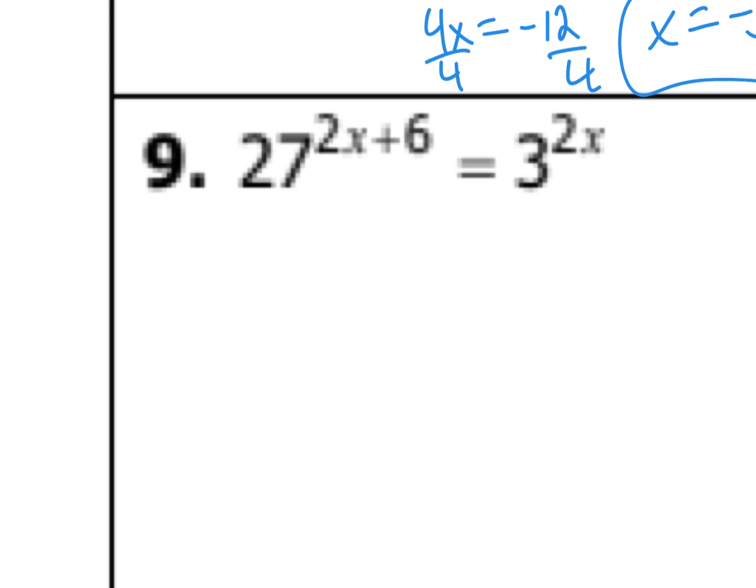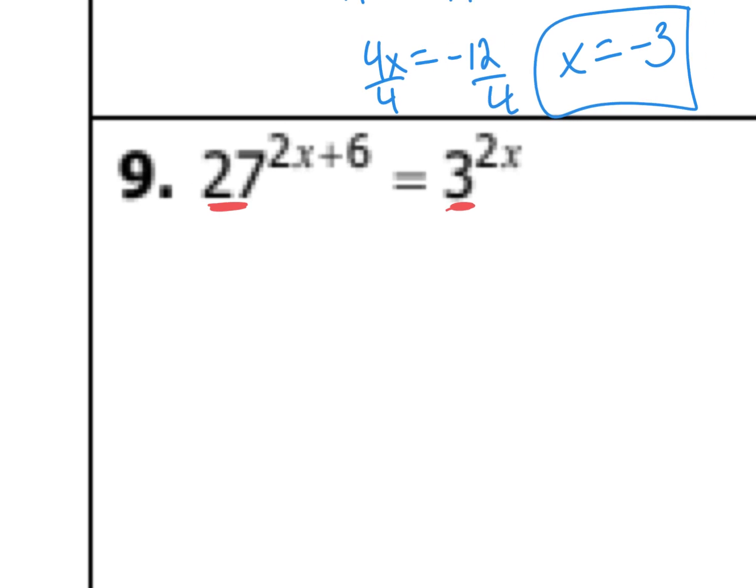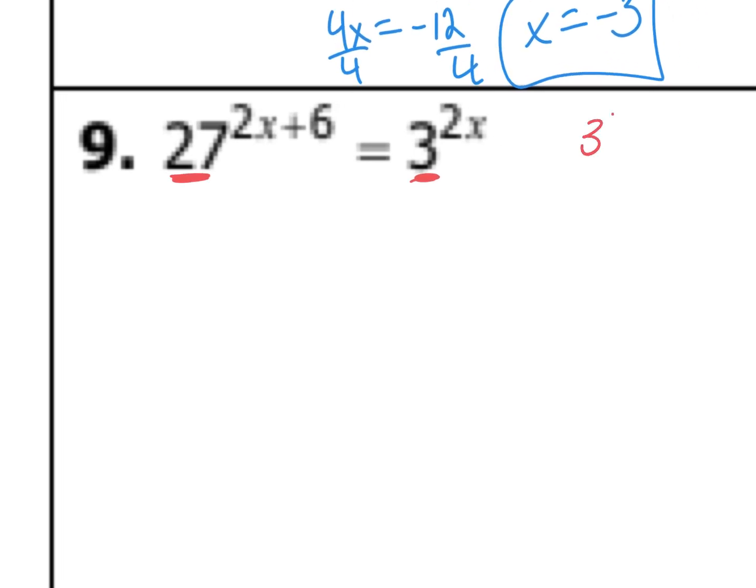So number 9. The same strategy here, but this one just looks a little bit more complicated. It's really not though. So I look at my 2 bases that I have. You agree that I have 1 base on each side? Yeah, because I have 2 bases, one on the left, one on the right. Which one of those is smaller? The 3. So let's go write out our powers of 3.